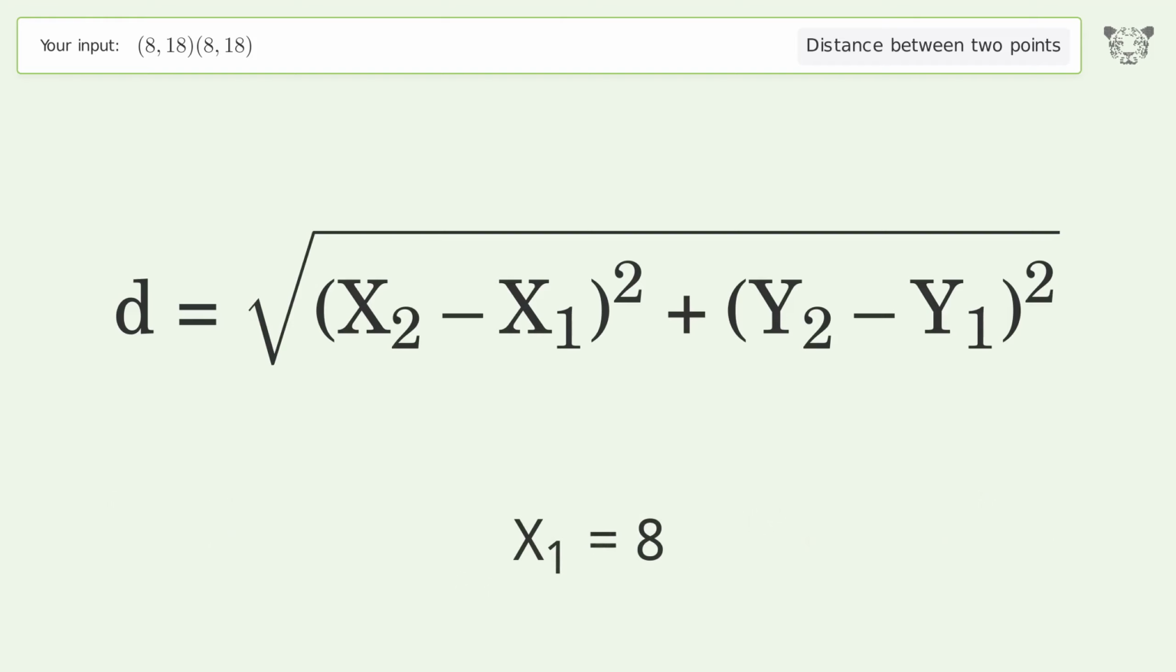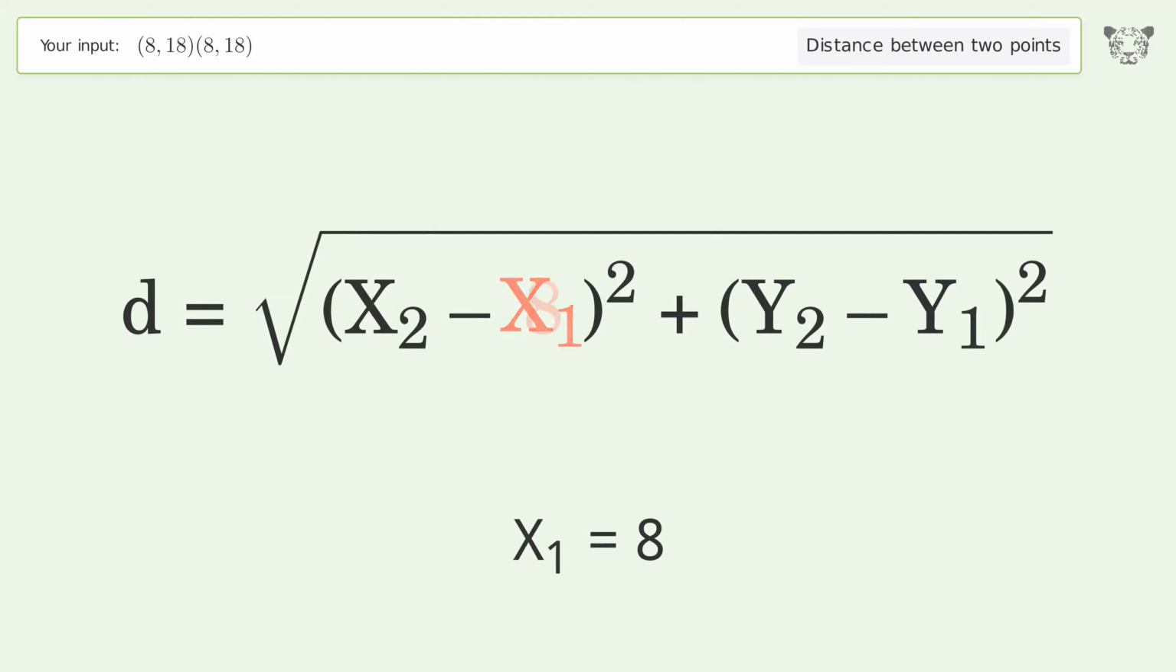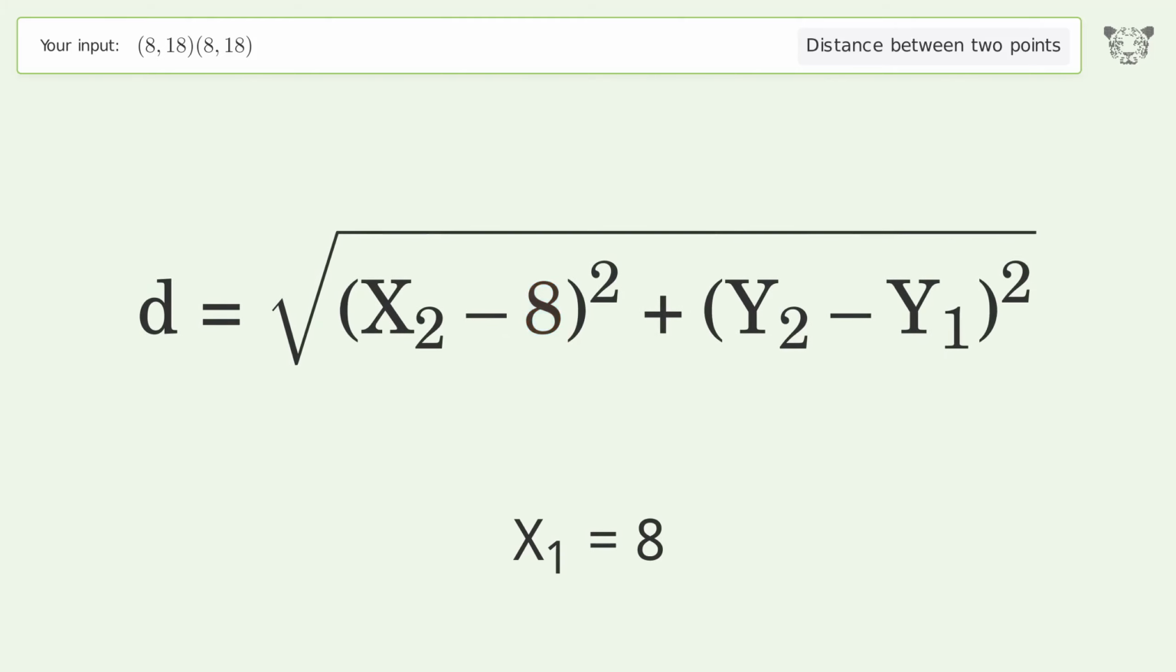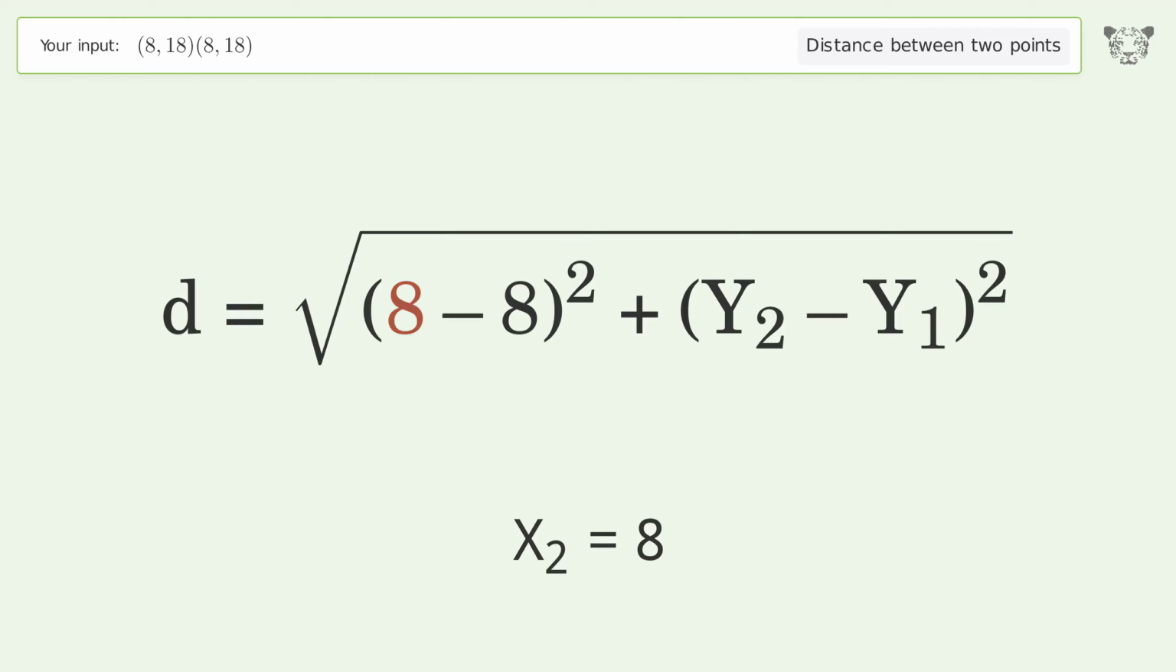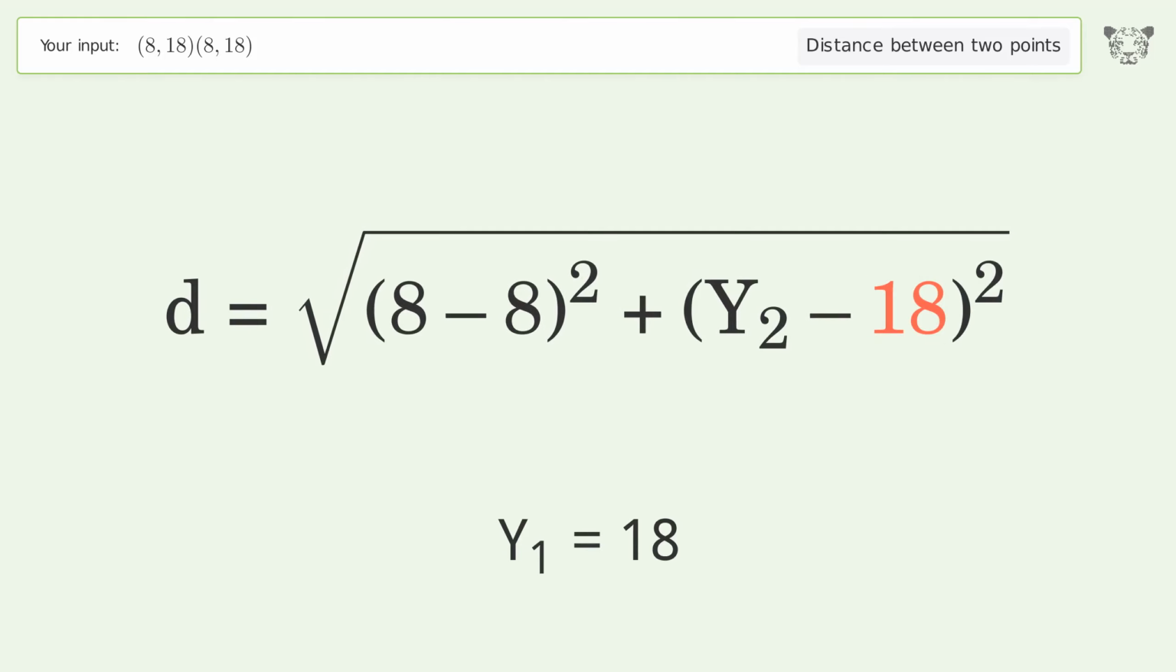x1 equals 8. x2 equals 8. y1 equals 18. y2 equals 18.